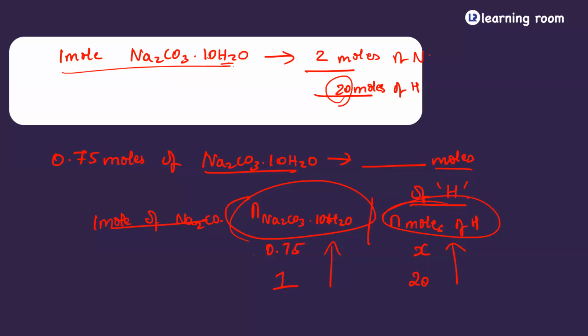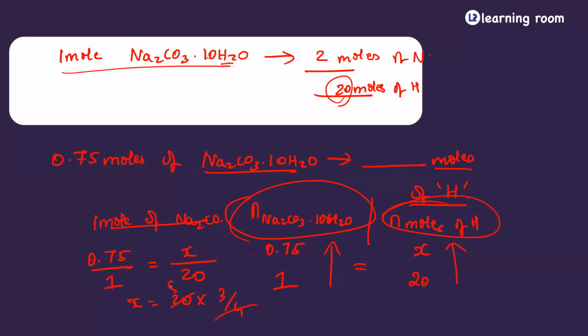For 2 workers, the amount of food required is 20 kg for 10 days. If the number of workers becomes 4, what will be the food required? 40. That's all. You just double it. It's the same story here. So what should we do? Direct proportion: 0.75 by 1 is equal to x by 20. Just equate. Understood? So x is equal to 20 into 0.75. 0.75 can be written as 3 by 4. Correct? Yes or no guys?